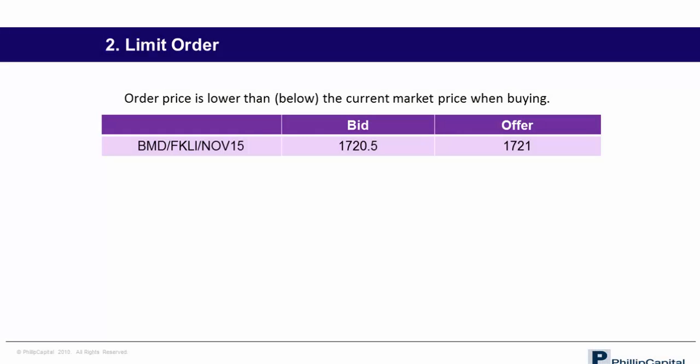Let's look at an example for the limit order. Assuming we see the same quote here of the best bid being 1,720.5 points and the best offer being at 1,721 points. If we were to execute a buy limit order, it should be below the market price of 1,721 points. That is what the market is doing now.